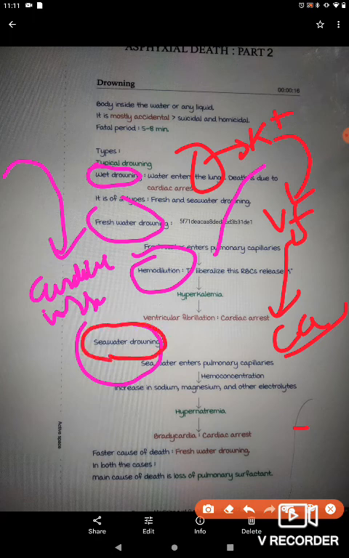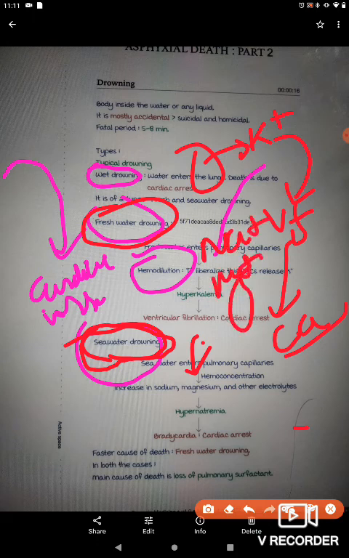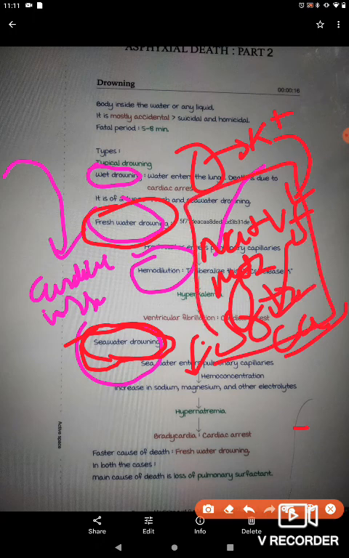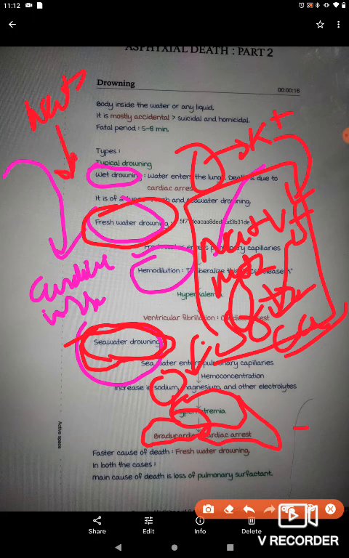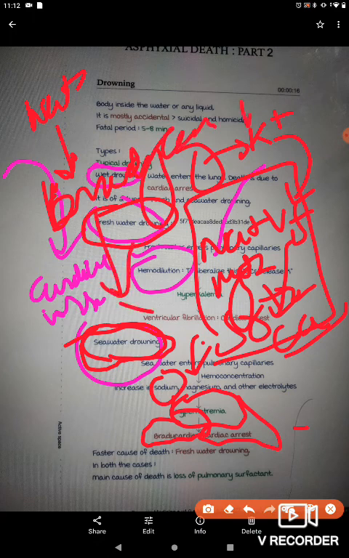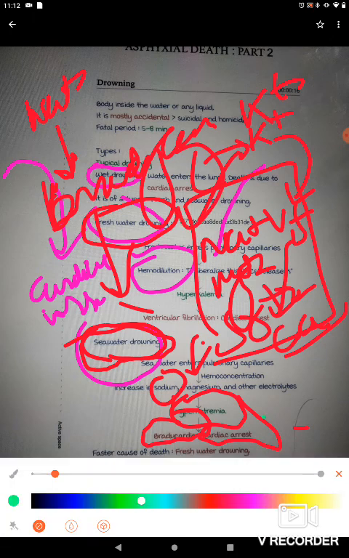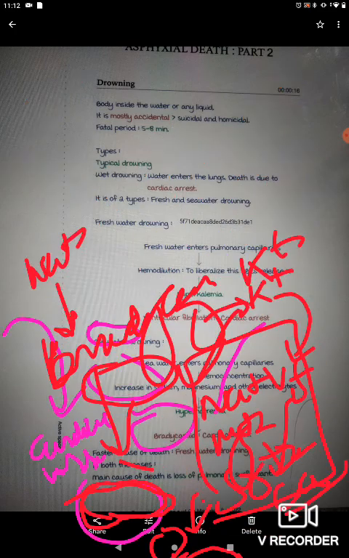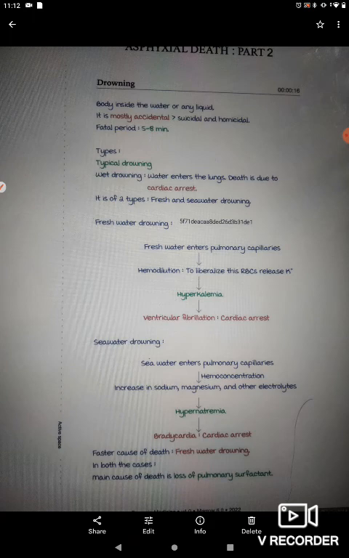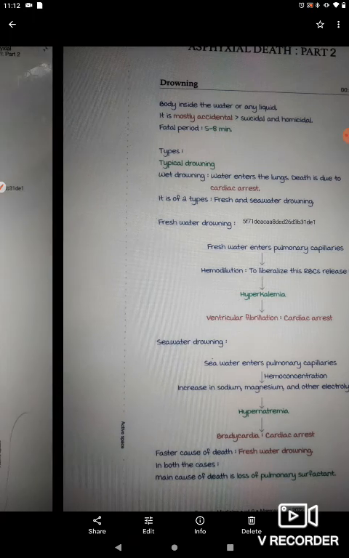Seawater drowning: hemodilution occurs in the case of freshwater, while in seawater there is a higher concentration of ions, so hemoconcentration occurs because of an increase in sodium, magnesium, and also strontium ions. These are all high in seawater, along with other electrolytes. Mainly the sodium ion increases, so hypernatremia occurs. Hypernatremia leads to hemoconcentration, bradycardia, and cardiac arrest. What is the faster cause, freshwater drowning or seawater drowning? Freshwater drowning is the faster cause, and in both cases loss of pulmonary surfactant occurs.